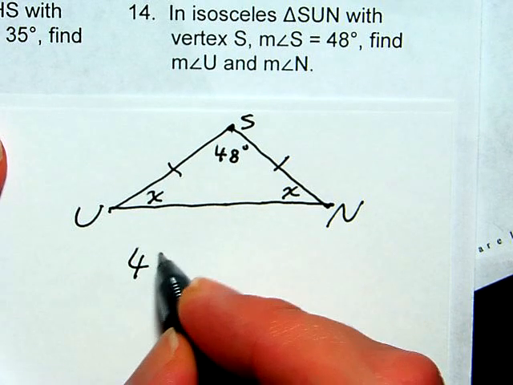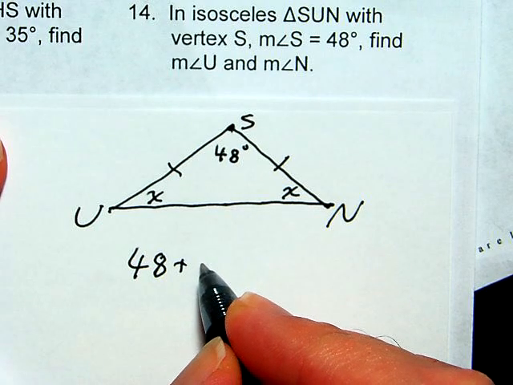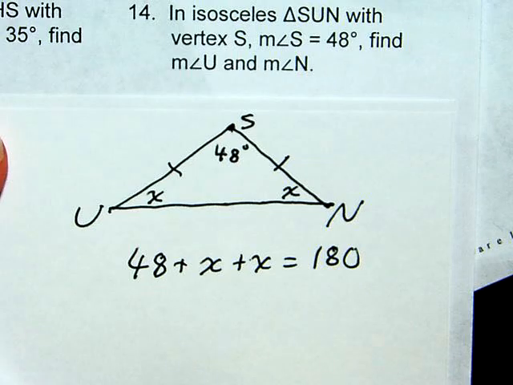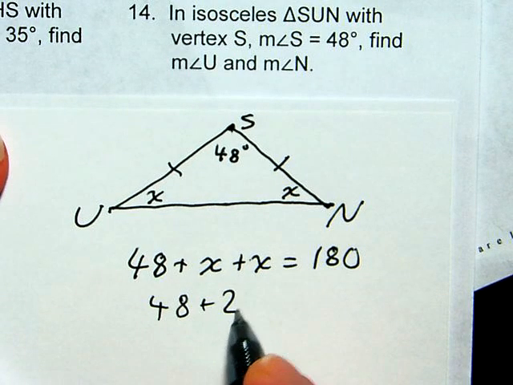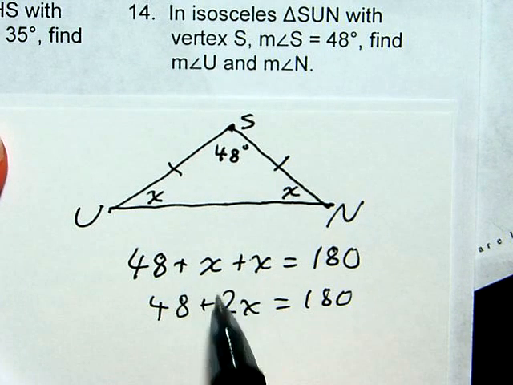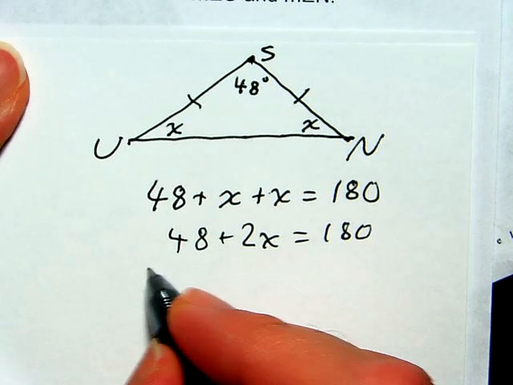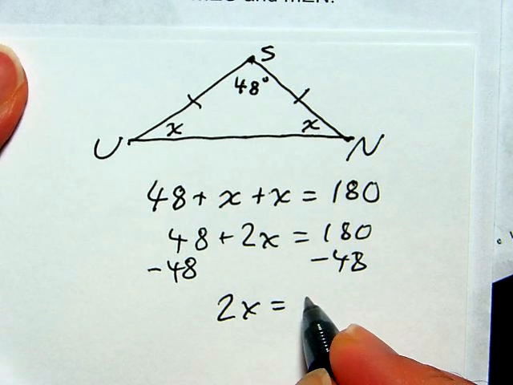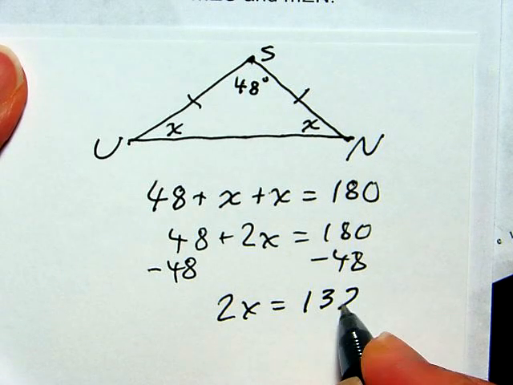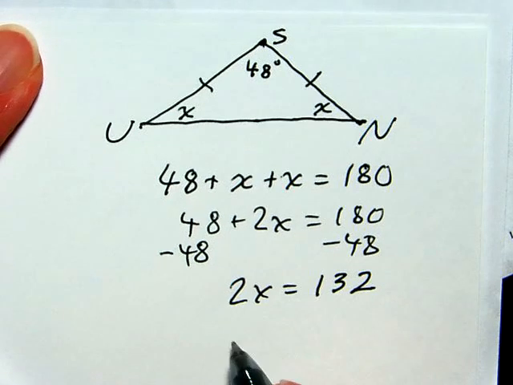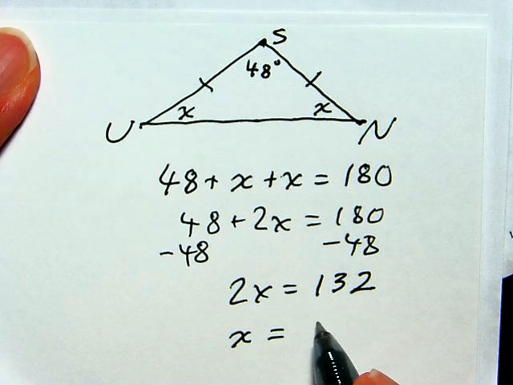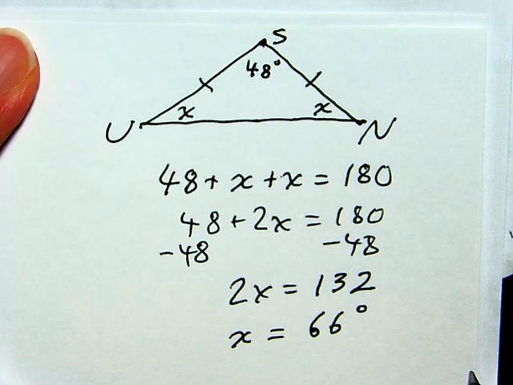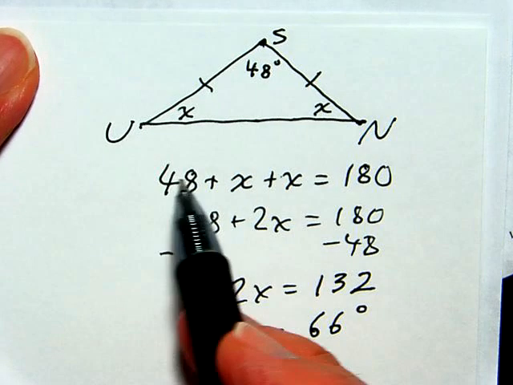So making an equation from this, we know 48 plus X plus X, which is the sum of the three angles of a triangle, is equal to 180. And we can solve this now for X. Combine like terms. The X plus X becomes a 2X. We could subtract 48 from both sides, giving us 2X is equal to 132. Okay, and that means X equals 66 degrees. Okay, so 66 degrees is the measure of angles U and N.